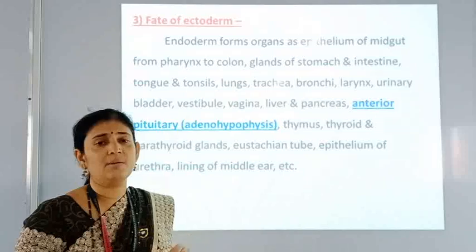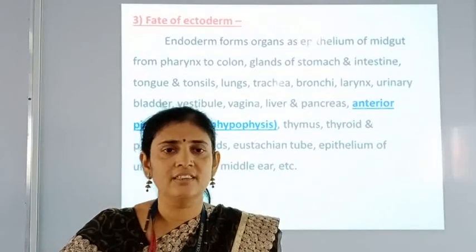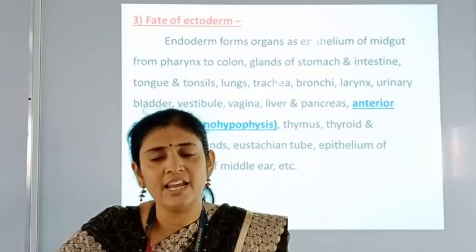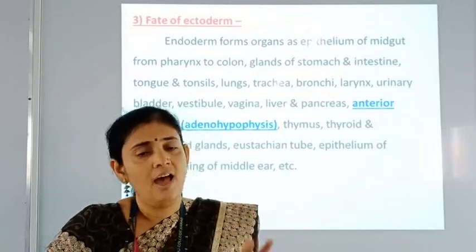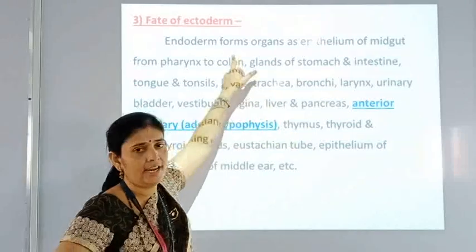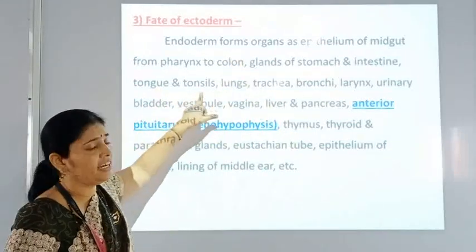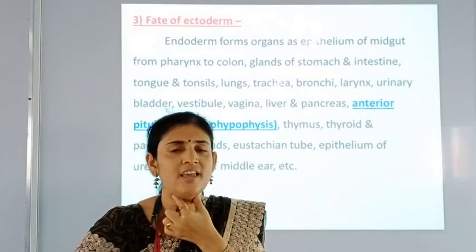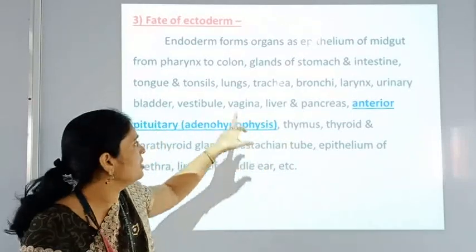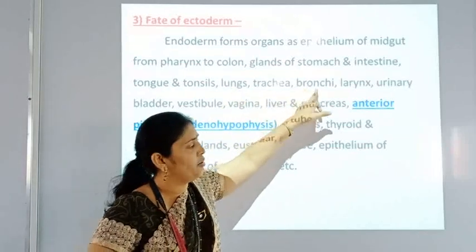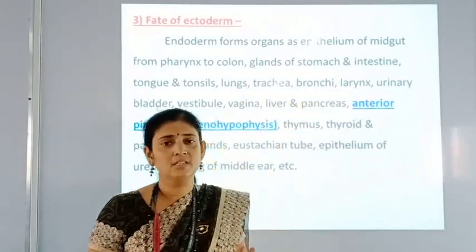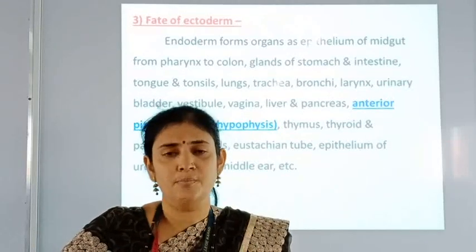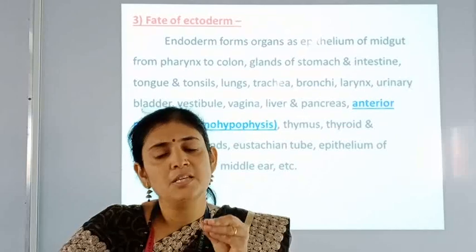Then the glands which are present in the stomach and intestine, that is the gastric glands present in the stomach and the intestinal glands present in the intestine, are formed from this endoderm. Then the tongue and tonsils, present in this neck region, are derived from this mesoderm. Lungs, trachea, bronchi, larynx, means the major parts present in the respiratory system, are derived from this mesoderm.